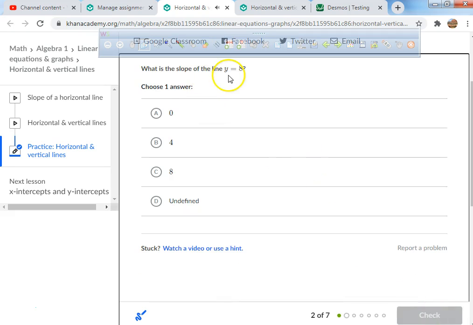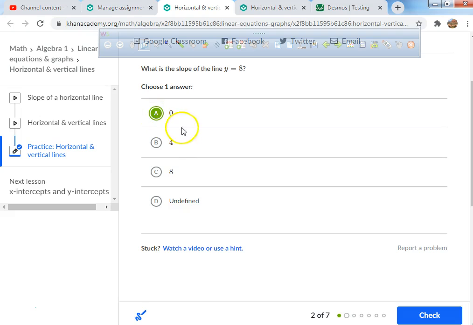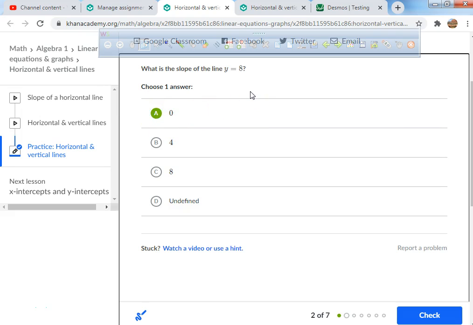Okay? What's the slope of a y equals? It's always going to be 0. But I'm not going to keep going because I got to teach other kids, and that's a good question to make sure they know. All right? So that's what you do.